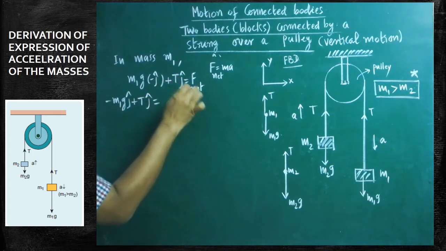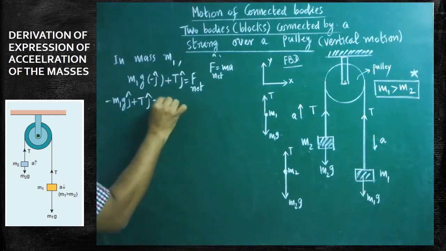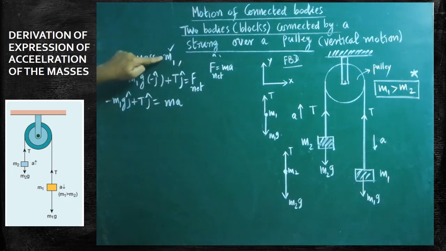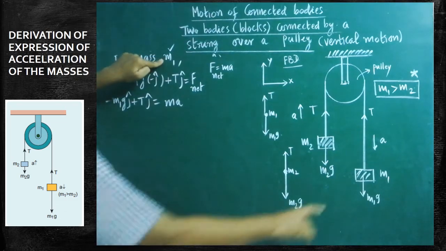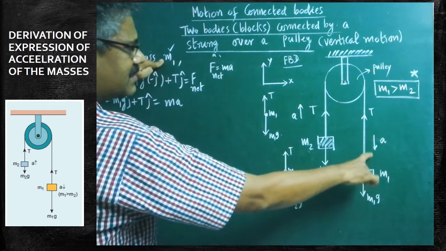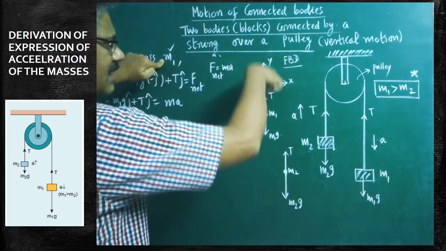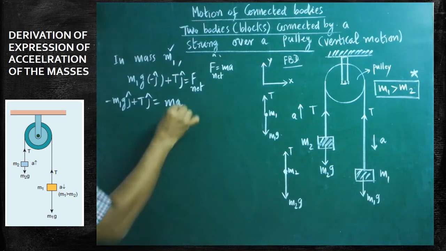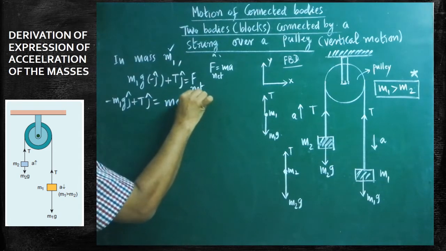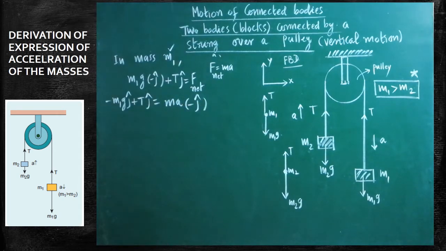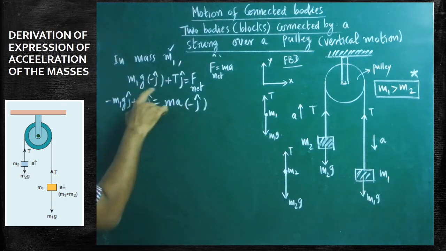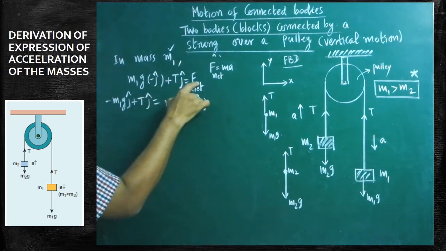F net, which one must be substituted? m a must be substituted. But we are considering which mass? M1 mass. In the case of m1 mass, how does the acceleration act? Acceleration is acting towards downward direction. Downward direction means in the negative y direction. Therefore, we have to write it as minus j cap. Are you clear? The total forces, these two forces are added, that can be taken as F net.